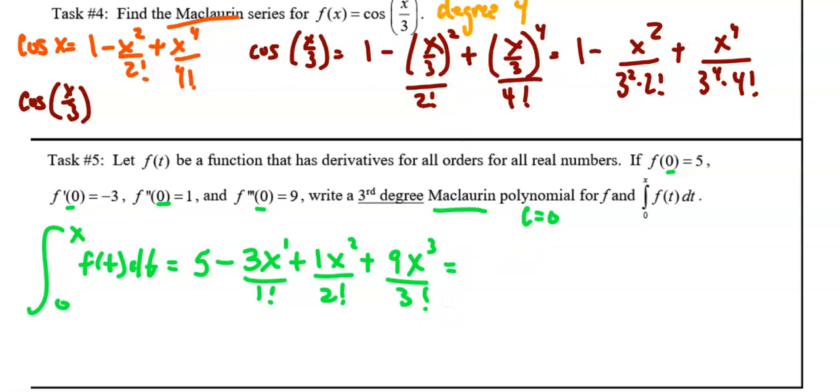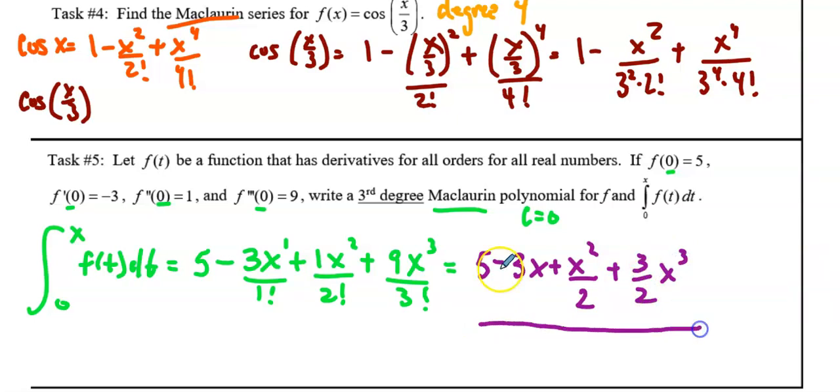And we do want to simplify this as much as we can. So this is going to be 5 minus 3x, and this one's pretty easy to do here, plus x squared over 2 factorial, which is just simply 2, and then plus 9 over 6, this is 3/2 x cubed. And so this is a third degree. So again, notice that it's asking for third degree. So there's 4 terms here, but the highest power is going to be 3. So this is the answer that we want.